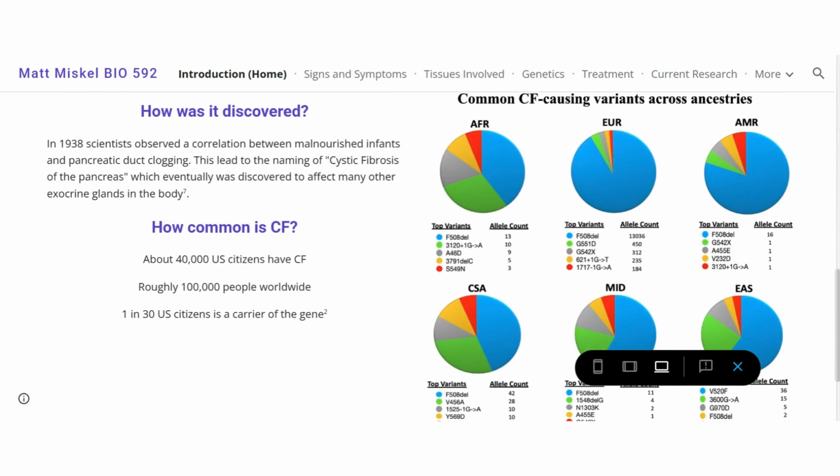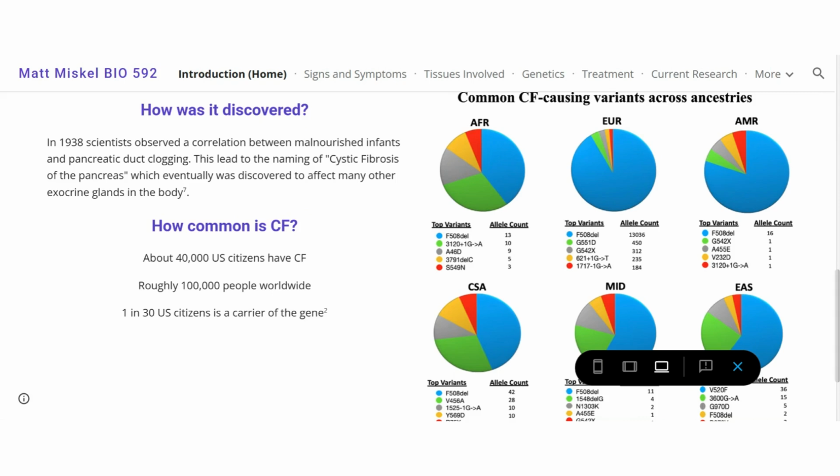I also wanted to introduce this idea that many mutations can lead to the same symptom. And so you can see for 6 different areas of the world, there are many mutations that lead to cystic fibrosis, and you can see how prevalent a certain mutation like the F508 delta is in different areas of the world.